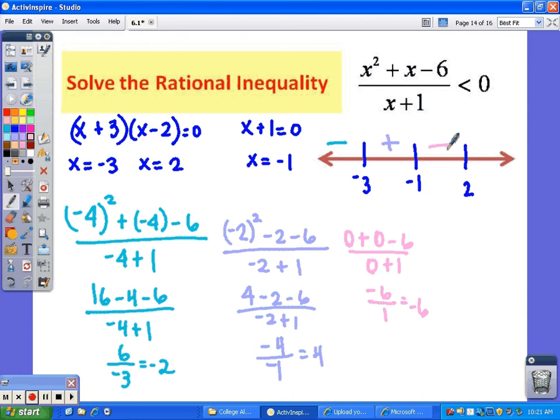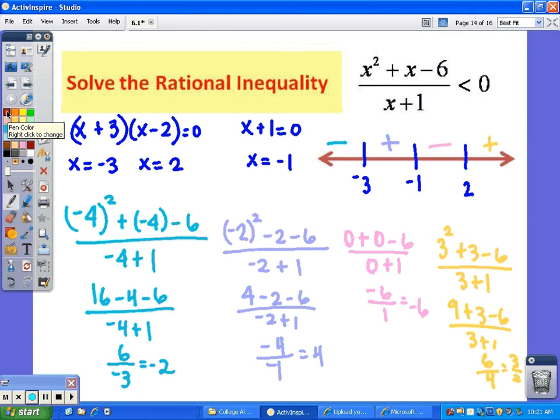And then last, plugging in some number to the right of 2, we could try 3. Three squared is 9. So 9 plus 3 is 12, minus 6 is 6. 3 plus 1 is 4. That simplifies to 3/2, but more importantly, it's positive. So again, we know where it's positive. We know where it's negative. Now we need to answer the question.